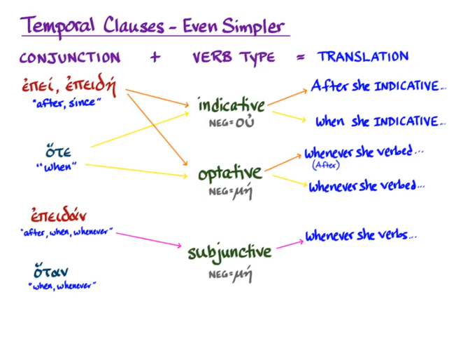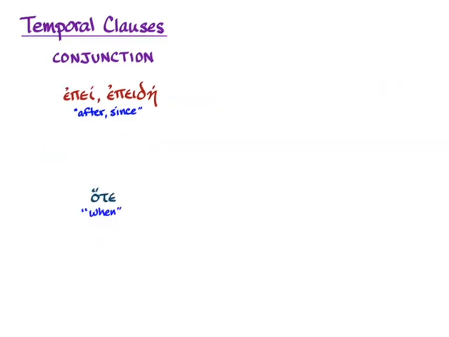If we get epeidan, that an version of epei, with the subjunctive, then simply translate whenever she verbs. Again, the implication is after whenever she does that, but that's harder to bring out in English. And with hotan, it's quite simple. Hotan and the subjunctive, translate whenever she verbs. Now, since we're going a little bit off Hansen and Quinn here, I want to tell you a little bit more. These are the conjunctions that Hansen and Quinn gives you, but these rules I just gave you should work with other temporal conjunctions that you get.